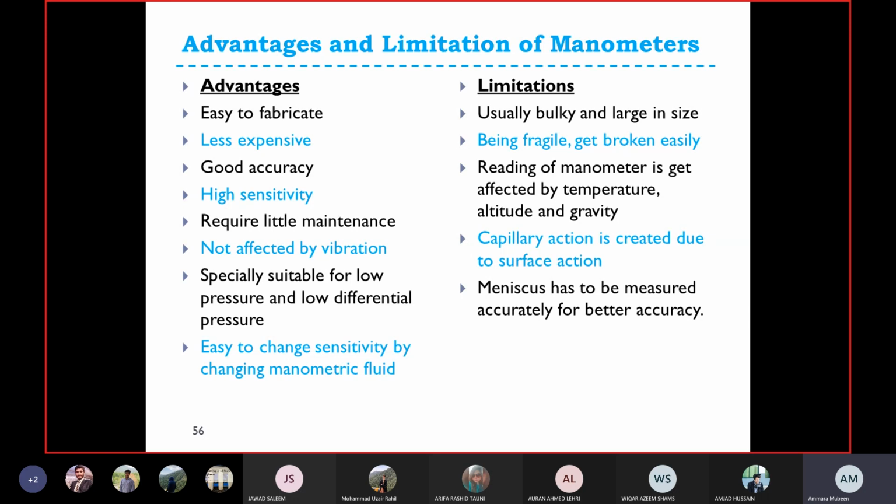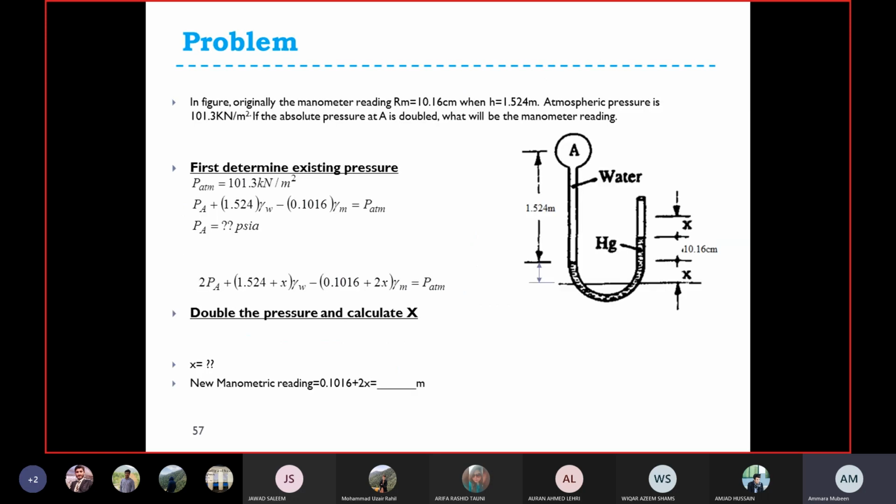Reading of the manometer can get affected by temperature, altitude, and gravity. Capillary action is created due to surface action. Yes, that capillary action can take place when the tube size is less than half an inch. The meniscus has to be measured accurately for better accuracy. So these were the advantages and limitations for the user. Let's check one application.